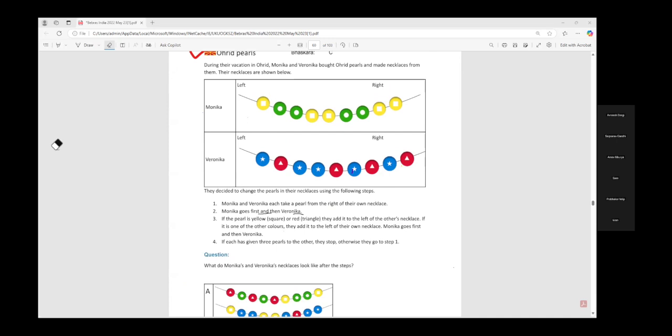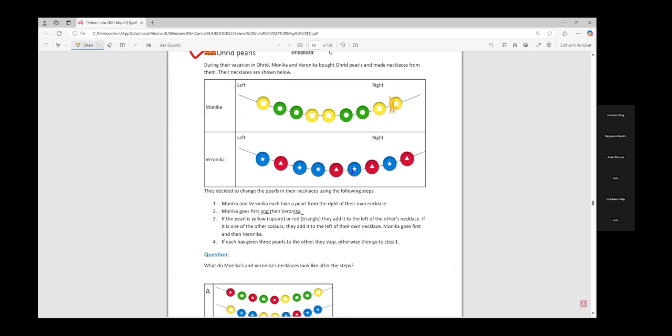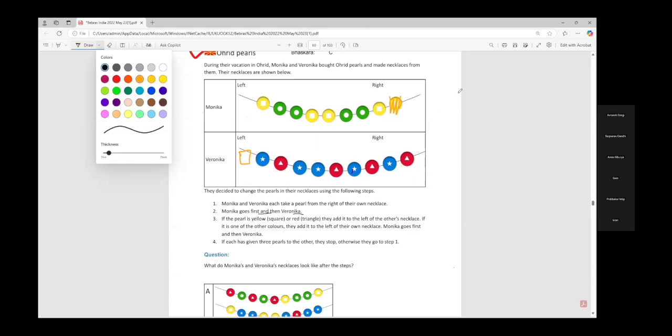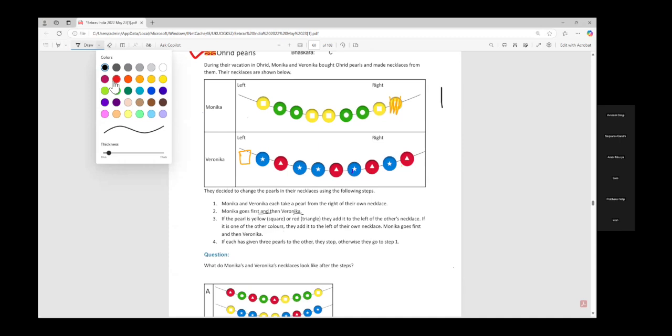So let's start from Monica, of course. We know that the yellow color squares, obviously, they go to the left of the other person's necklace. So on the first turn, this square goes from here to here, right? Then we know that Monica has given one pearl to the other person. We have to do it till both of them have given three to the other person.